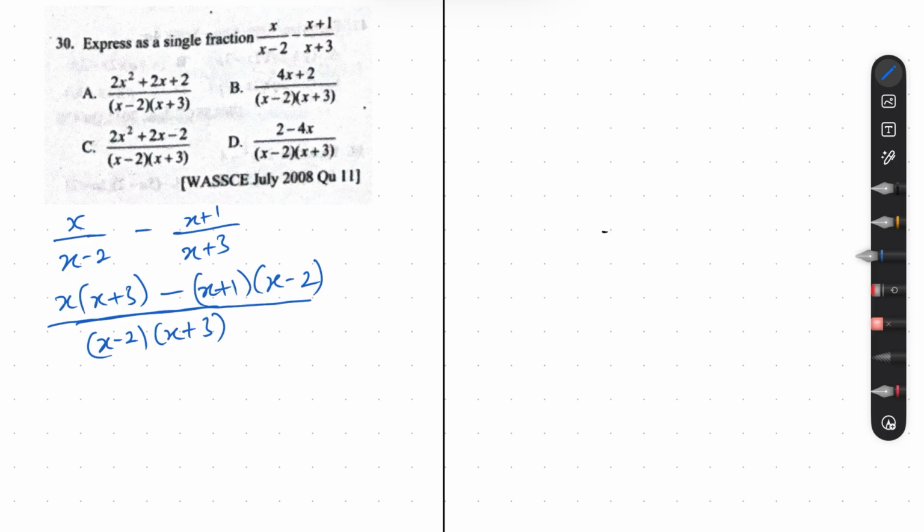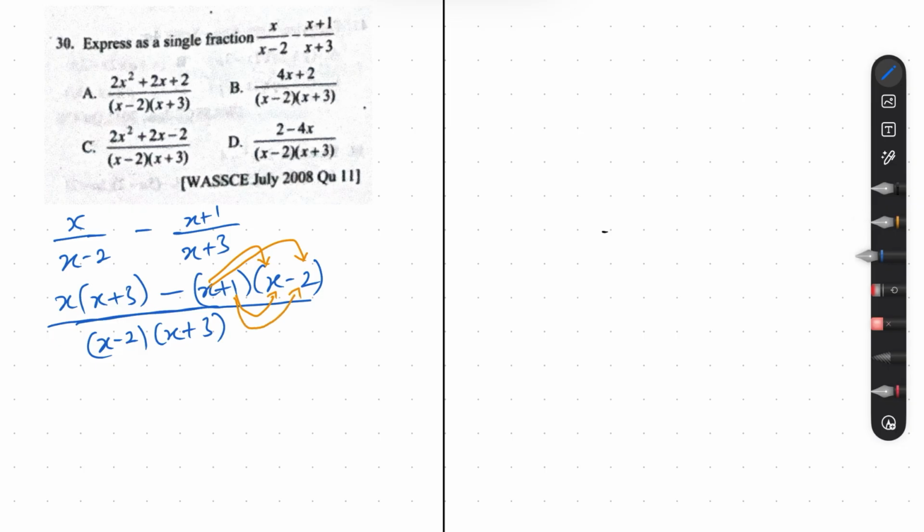Now we just need to expand and simplify. So this will multiply and then this will also multiply. When we are multiplying this by this, you know how to do it, right? This multiplies the x and also multiplies the 2. Let me show you what I mean: x will multiply x and also multiply this, and then 1 will multiply x and also multiply 2. So let's do that.